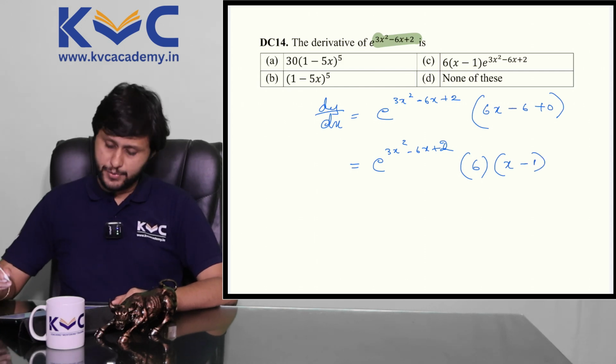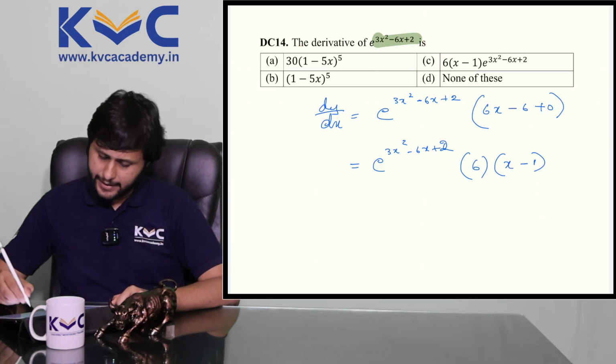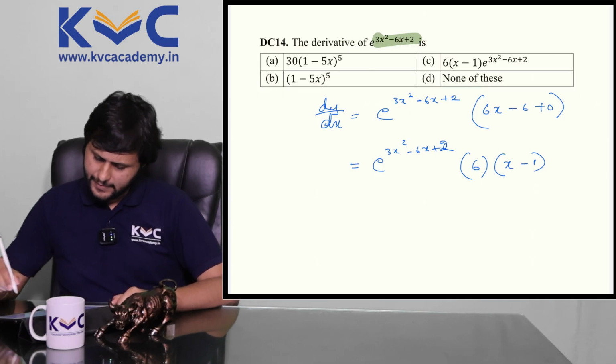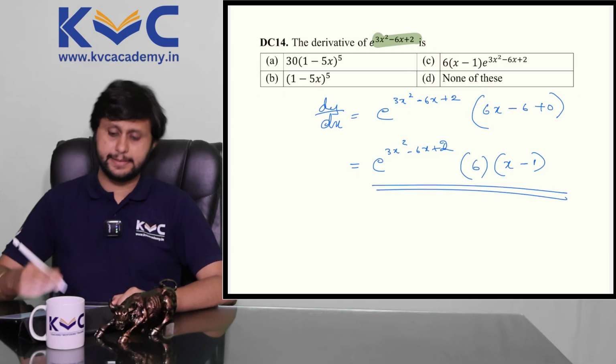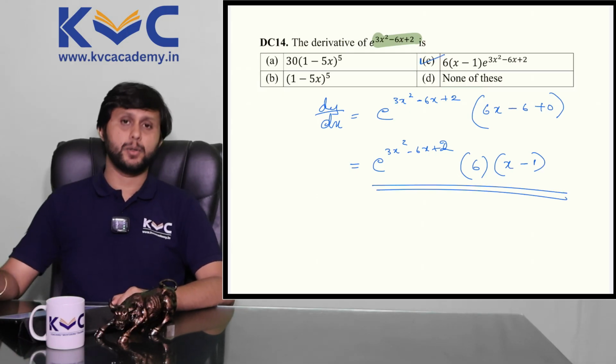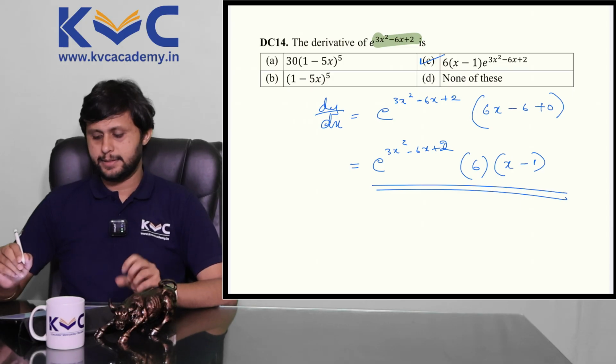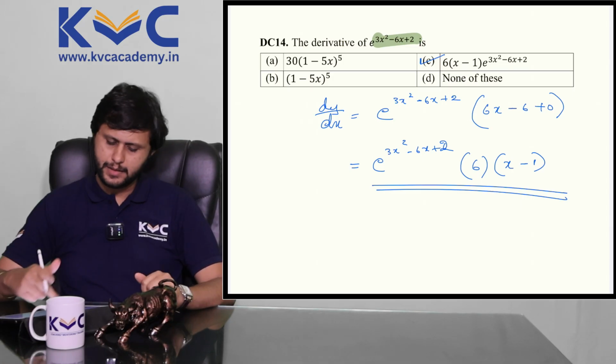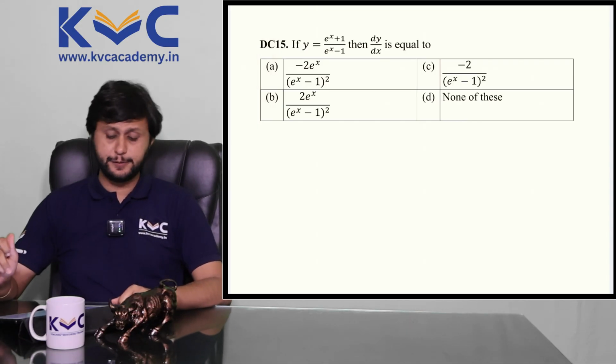Do we have this in the options? So 6 is there outside the bracket, x minus 1 is there. Okay, fine. And e to the power thing is there in option C. Option C is the right answer. It's just the simplification that is done for 6x minus 6. Moving on to the next question, question number 15.